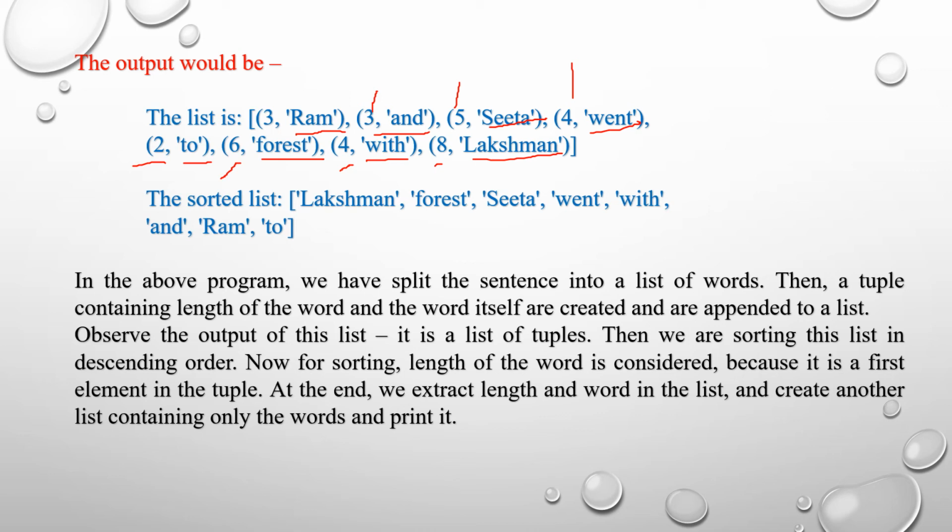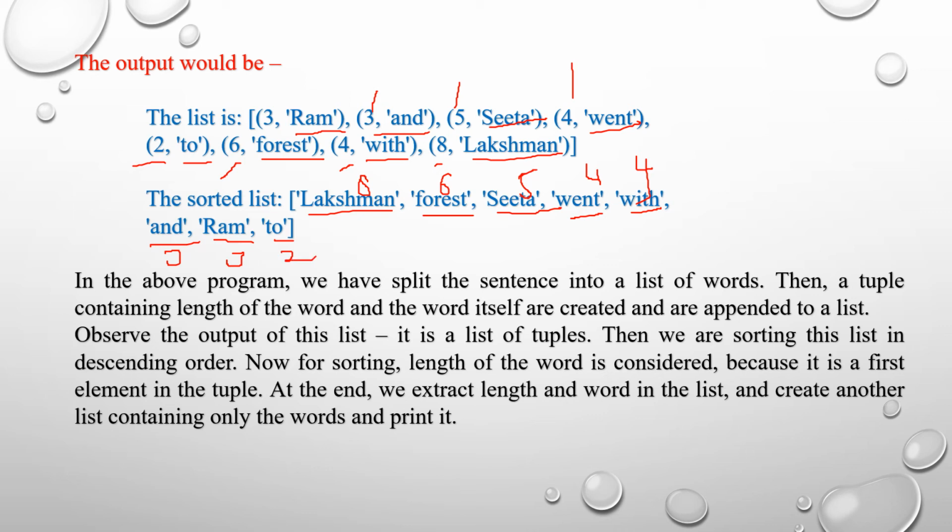So once you run the program, it has sorted the list in ascending format. The first word is Lakshman, and its length is 8. Next is forest, length 6. Sita, length 5. Next went, length 4, and again the next word is with, length 4. The next word is and, length 3. Next word is Ram, length 3, and the next word is to, length 2.